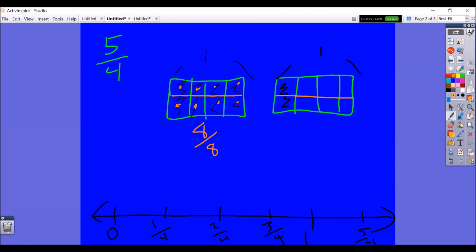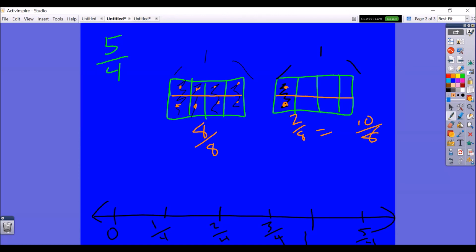4/4 became 8/8. That makes sense. It's 1 whole. We've changed them into eighths. We should have 8 of them. And then over here, the extra fourth that we had turns into 2/8. So overall, this is 10/8.